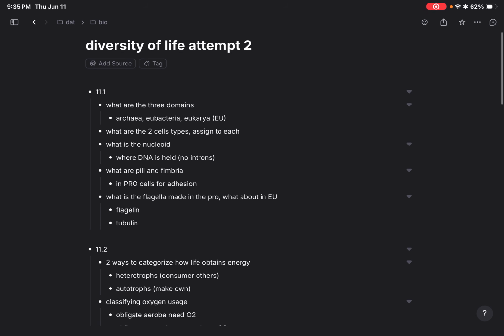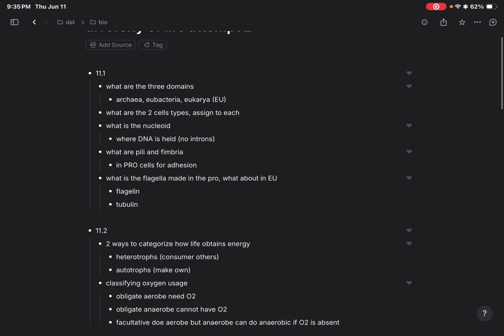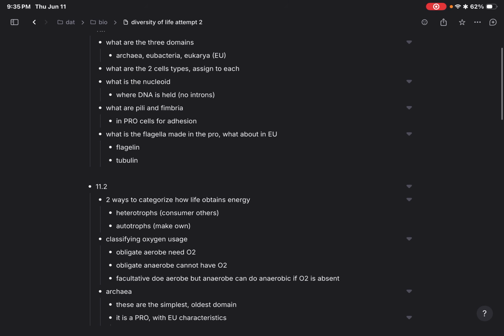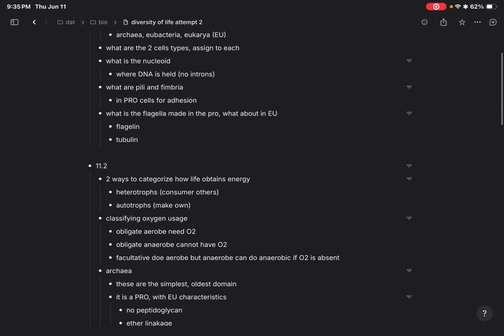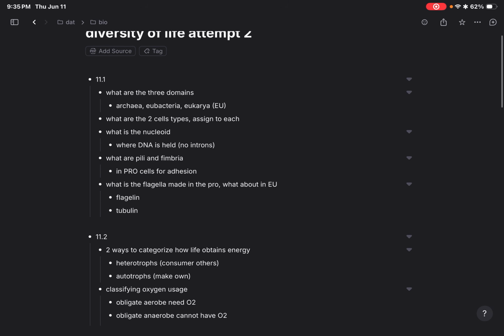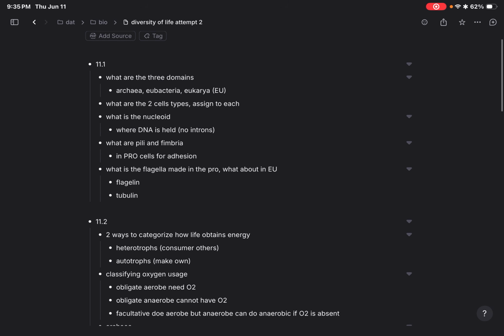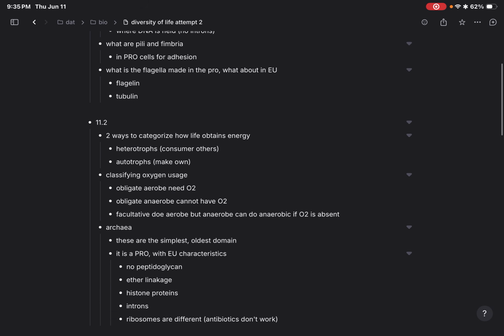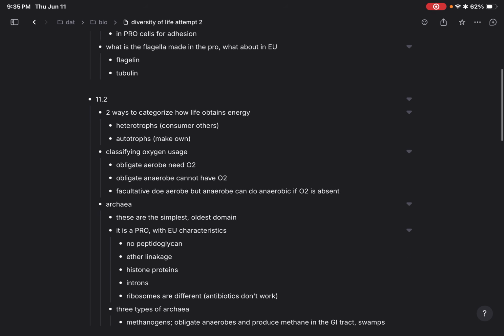Pili and fimbriae are structures on prokaryotes that are used for adhesion. The flagella in prokaryotes is made out of flagellin, and in eukaryotes it is made out of tubulin. That's a key difference between prokaryotes and eukaryotes. To recap, there are archaea, eubacteria, and eukarya, two cell types, prokaryotes and eukaryotes, and a key difference in the flagella: one is made of flagellin, one is made of tubulin.